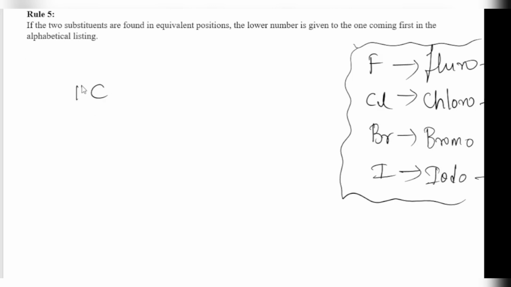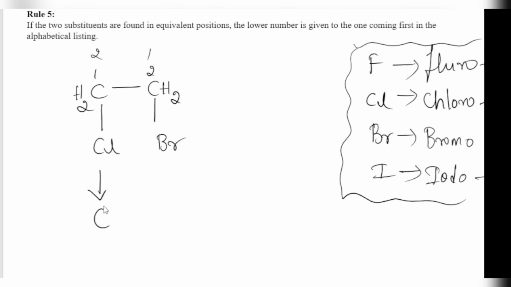Now here I am taking only one example with two substituents. Here I will attach chlorine on this carbon and bromine here. We have two substituents in equal positions. We can number from 1, 2 like this, or from 1, 2 the other way. Then the confusion will happen: from which side do we have to start the numbering? Here chlorine starts with the letter C. Here bromine starts with B. In alphabetical order, B will come first. That's why I have to start numbering like this.